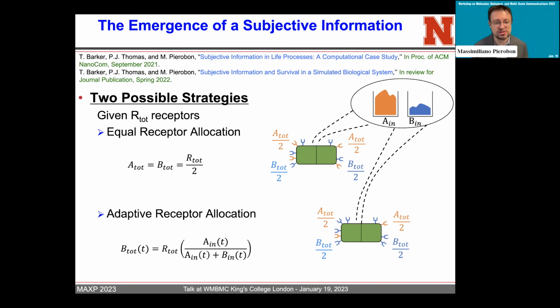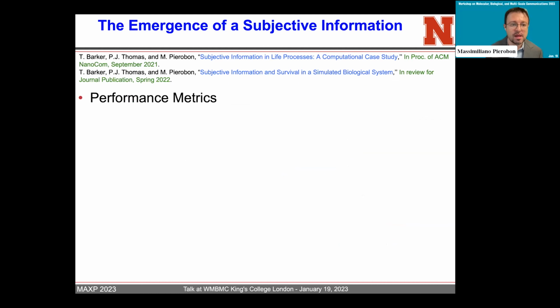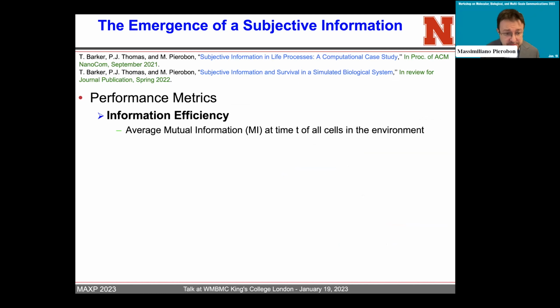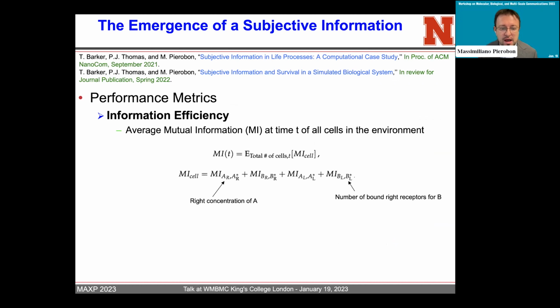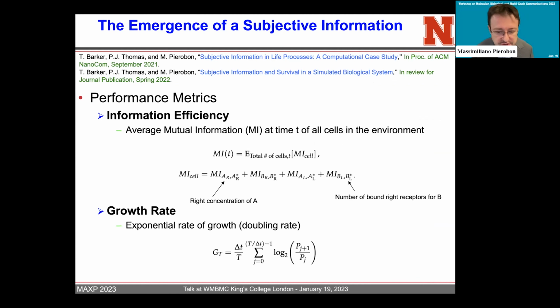There is another strategy that we consider that is adaptive. So the organism can shift its own receptors between sensing better the gradient of A or sensing better the gradient of B. As performance metrics, we estimated the average mutual information over a population of cells at a certain time, and then the growth rate, intended as the exponential rate of growth, so the doubling rate.